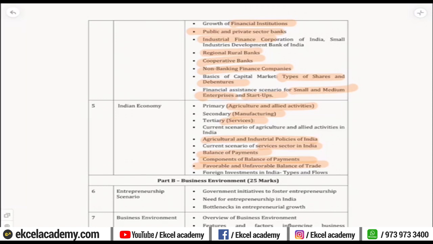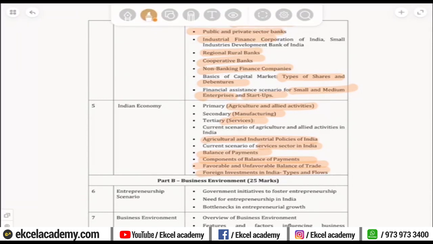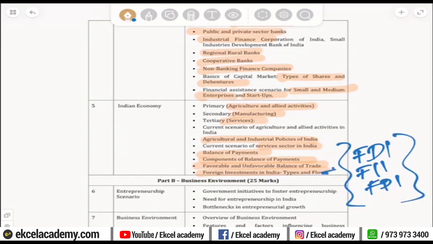Then we go on to the foreign investment, which can flow in three ways: FDI, FII and FPI. So these are the three important ways in which foreign investment flows. We'll be studying even about that in the last part of this chapter. So with this, we conclude the economics part of paper 3.